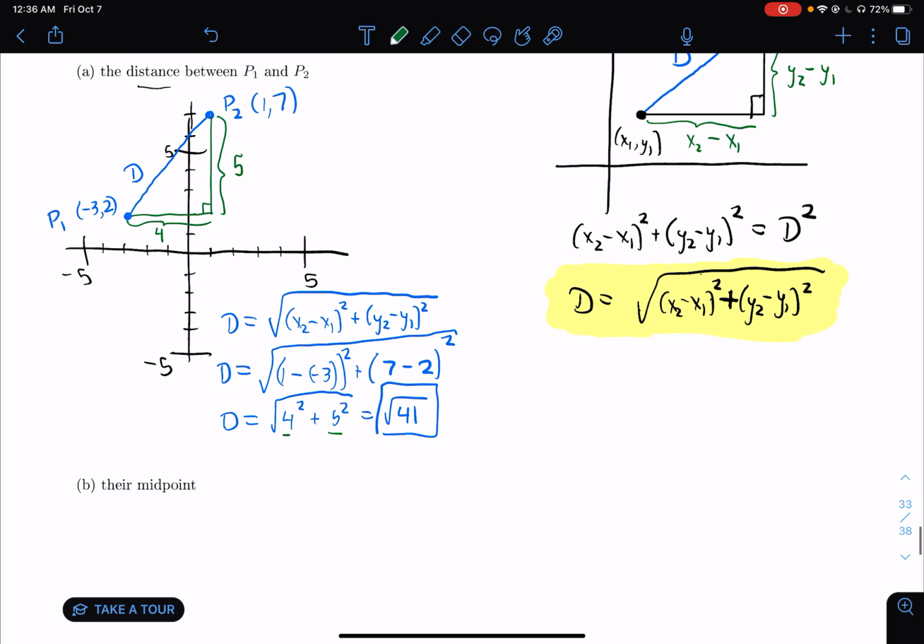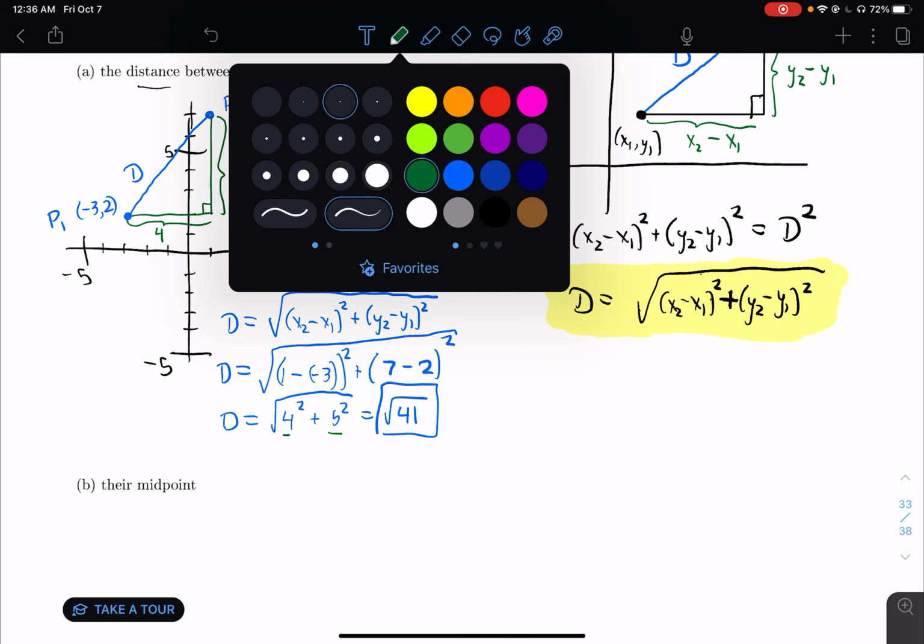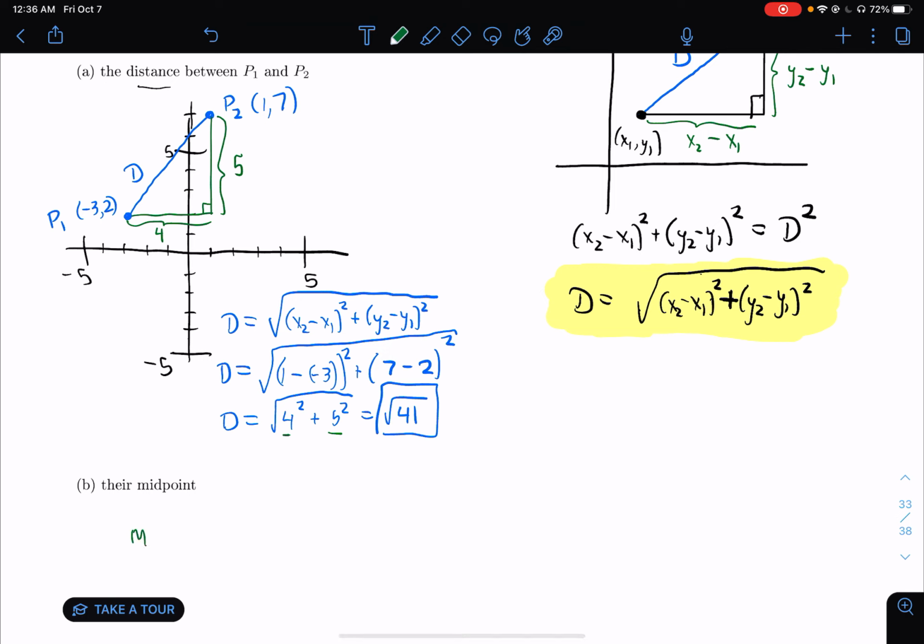Part B, how do I get the midpoint? How do I get the midpoint of the 2 points? Okay, let me put it in a different color. So the midpoint is the point exactly halfway between the 2 points. To get the midpoint, I average the x values first, x1 plus x2 divided by 2, comma, and that's going to be the x coordinate. Then I average the y values, y1 plus y2 divided by 2.